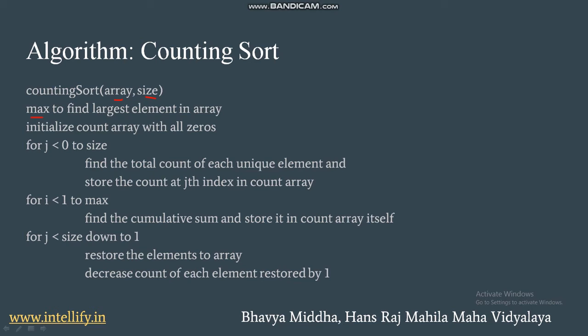For j from 0 to size, we find the total count of each unique element and store the count at the jth index in the count array. For i from 1 to max, we find the cumulative sum and store it in the count array itself. And then from j equals size down to 1, so that means j is decrementing here, we restore the elements into the array and decrease the count of each element restored by 1.